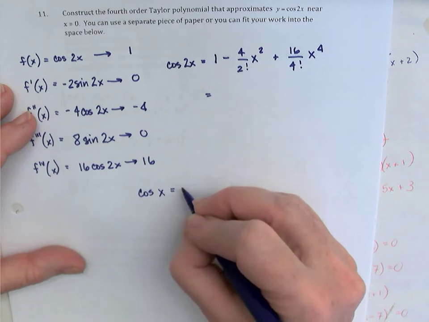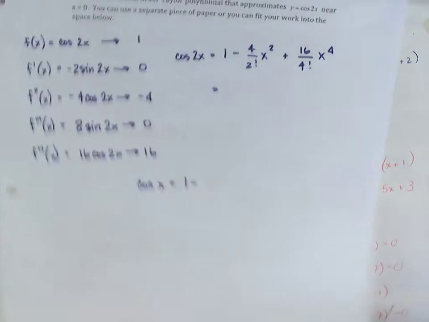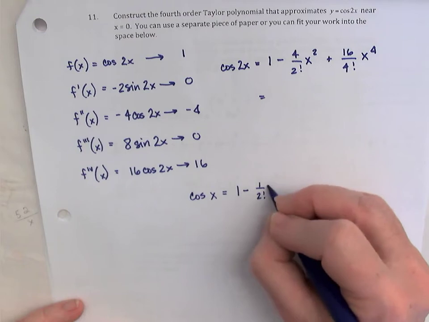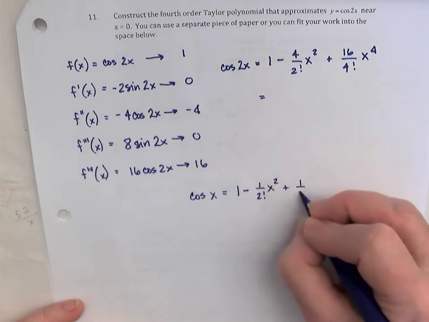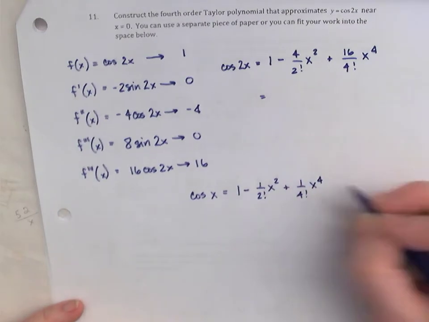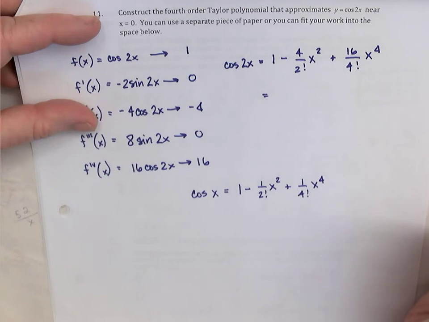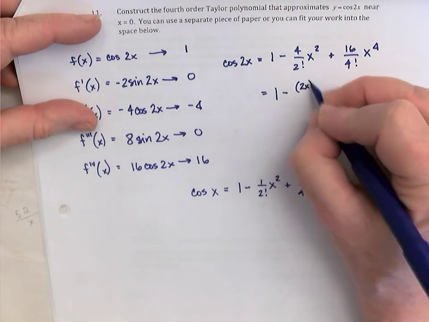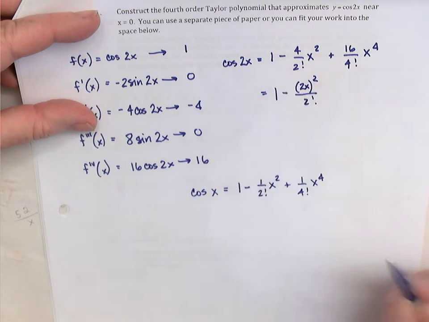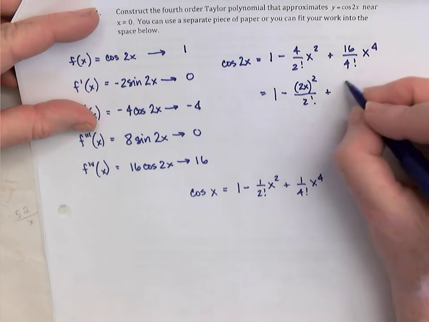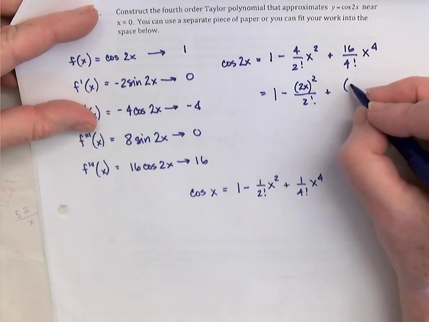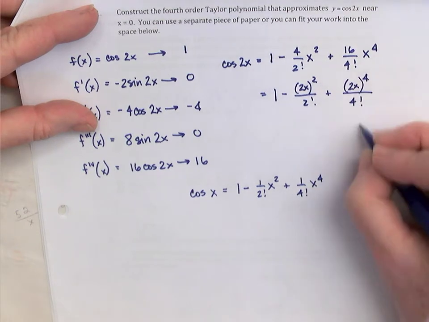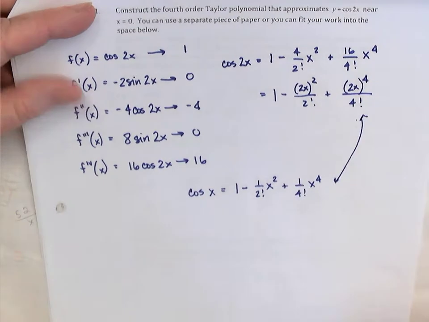Regular cosine x was 1 minus, let's just check this, 1 over 2 factorial x squared plus 1 over 4 factorial x to the fourth. I'm going to write this as 1 minus, I'm going to leave this as 2x squared over 2 factorial plus, and I'm going to look at this 16x to the fourth, and I'm going to think of it as 2x to the fourth over 4 factorial, just to kind of see what's going on here.